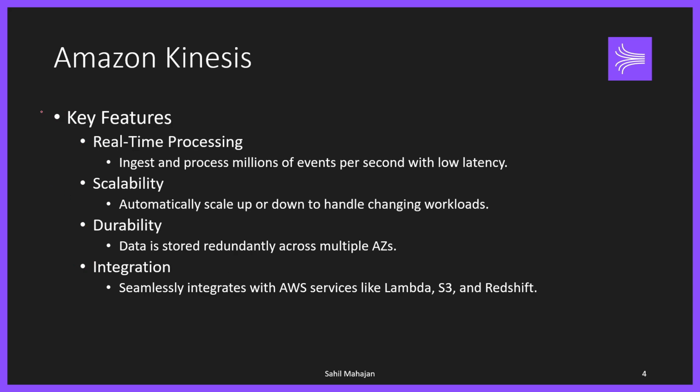Moving on, let's talk about a couple of key features for Amazon Kinesis. First, of course, being real-time processing. You can ingest and process millions of events per second with very low latency. Second is scalability. You can automatically scale Amazon Kinesis up or down according to the load or the amount of data being ingested. Third being durability. Data is stored redundantly across multiple availability zones, so your data is durable. And finally, integration, wherein you can seamlessly integrate Kinesis with various AWS services like Lambda, S3, Redshift, Amazon Rekognition, and much more.